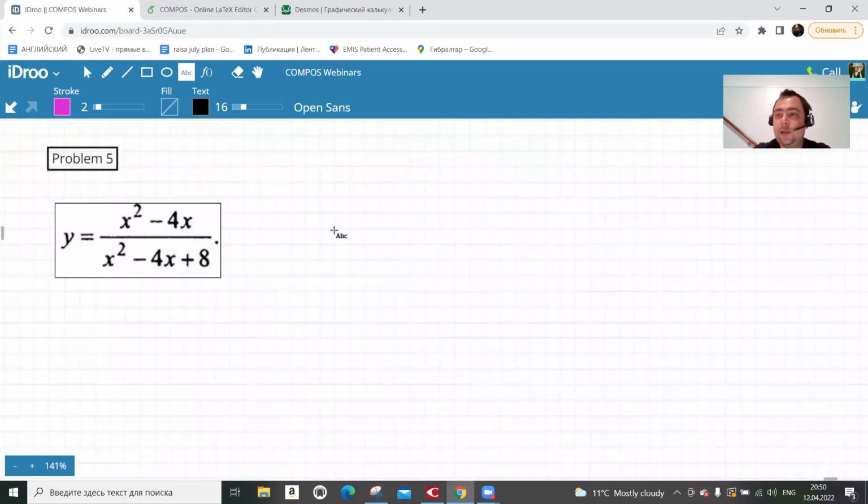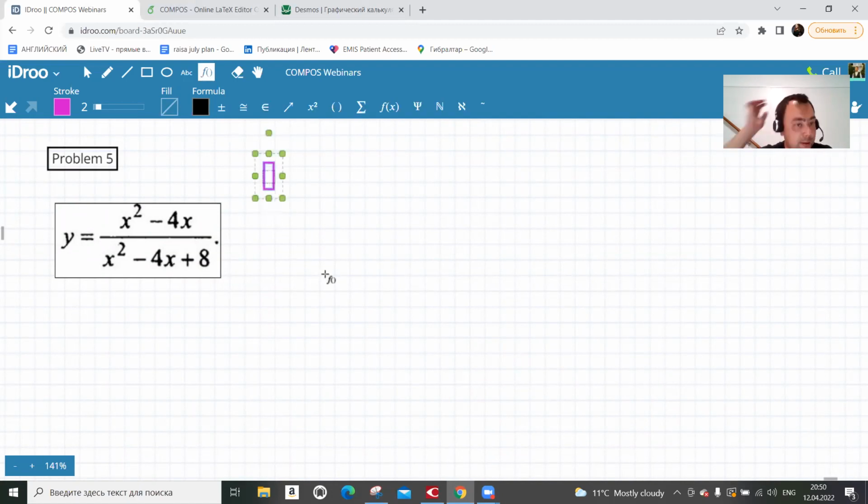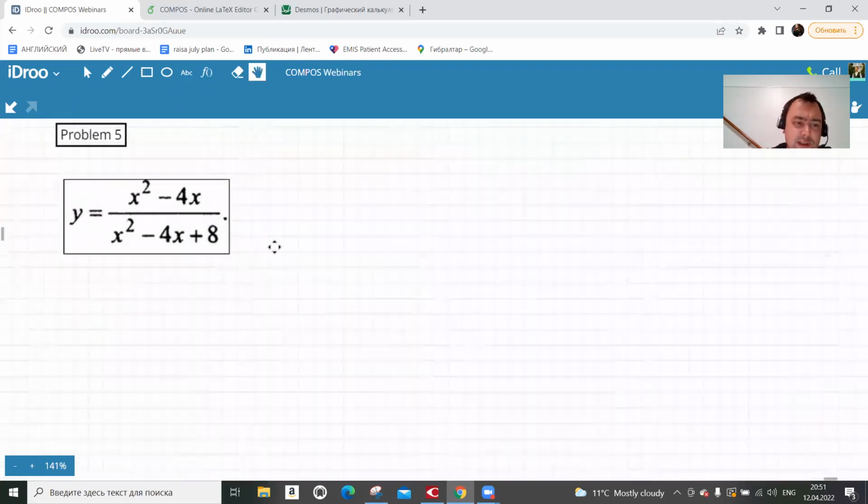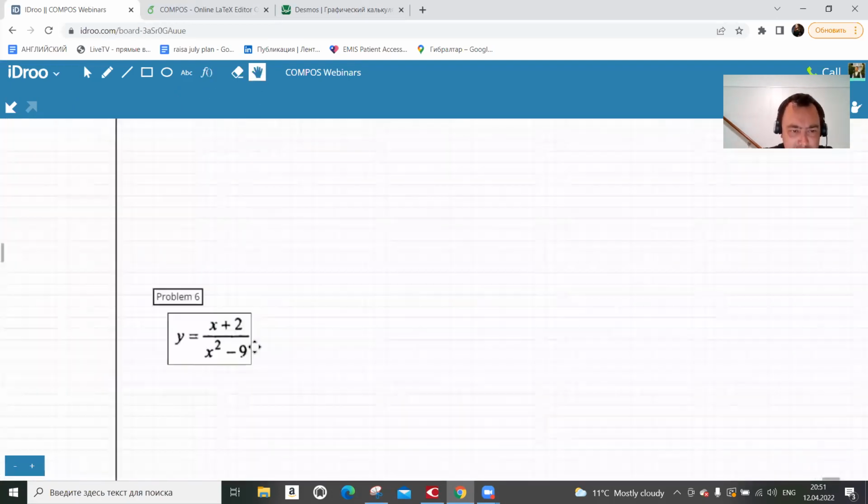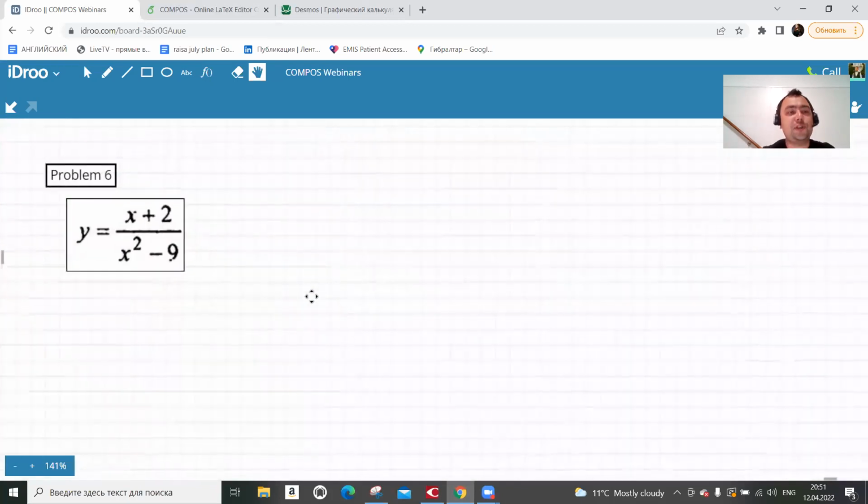So here, there are values that need to be excluded. Oh, no, actually, sorry. Problem 5 is not very interesting. Sorry, not this one. Straight to problem 6.